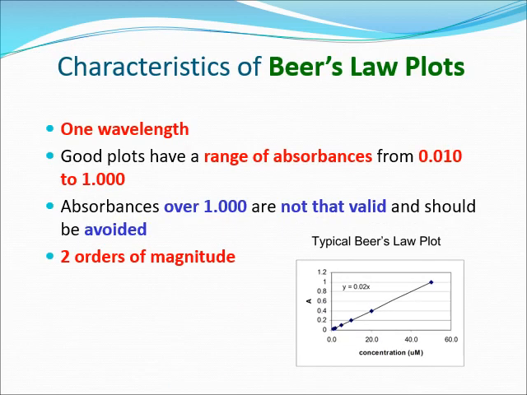The characteristic of Beer's law plots is that they only read at one wavelength. For example, quercetin must be read at one wavelength, for example 252 nanometer. So you read at the same wavelength, from the low concentration of quercetin standard to the high concentration of quercetin standard. Then you have to plot your curve from 0.010 absorbance value. The maximum absorbance value must be 1, no more than 1. Absorbance over 1 is not valid data and should be avoided. Concentrations that give absorbance values of more than 1 should be avoided.